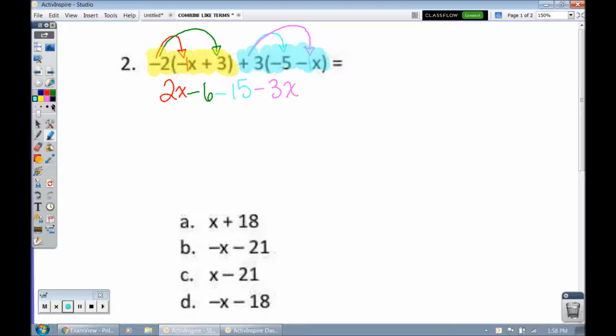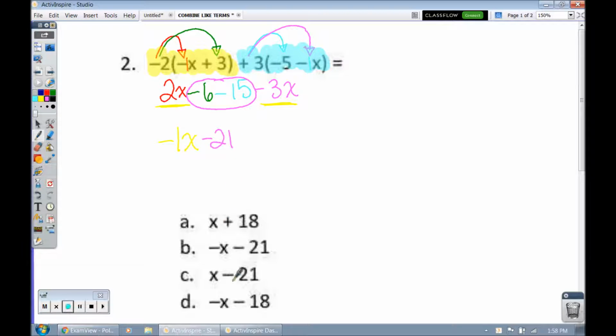Now let's combine like terms. So take a look at what we have. We have 2x and negative 3x. So we do 2x minus 3x, or 2 minus 3 is negative 1x. Now let's combine our numbers. So we have our numbers, they're right here. Negative 6 minus 15. Well, negative 6 minus 15 is negative 21.